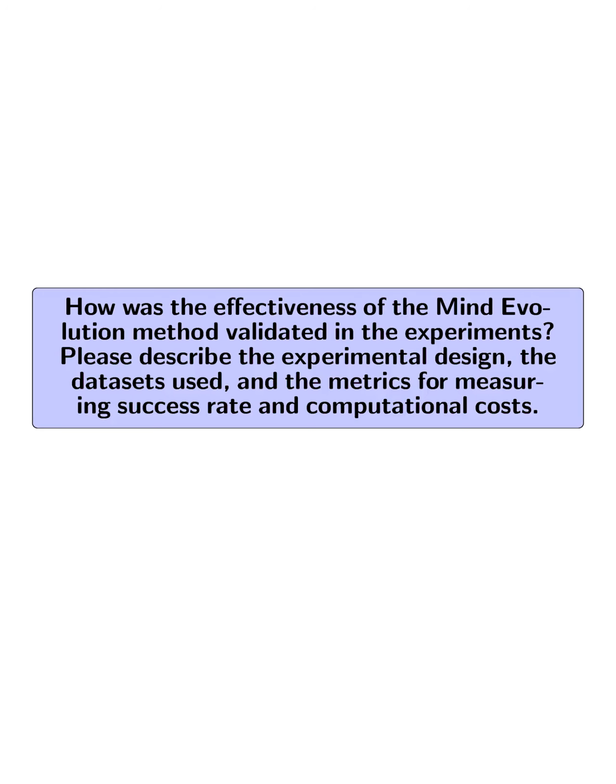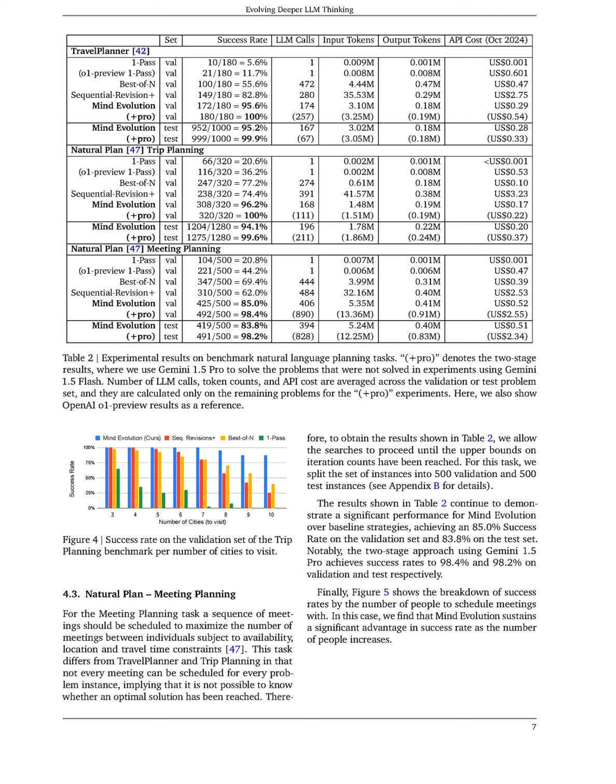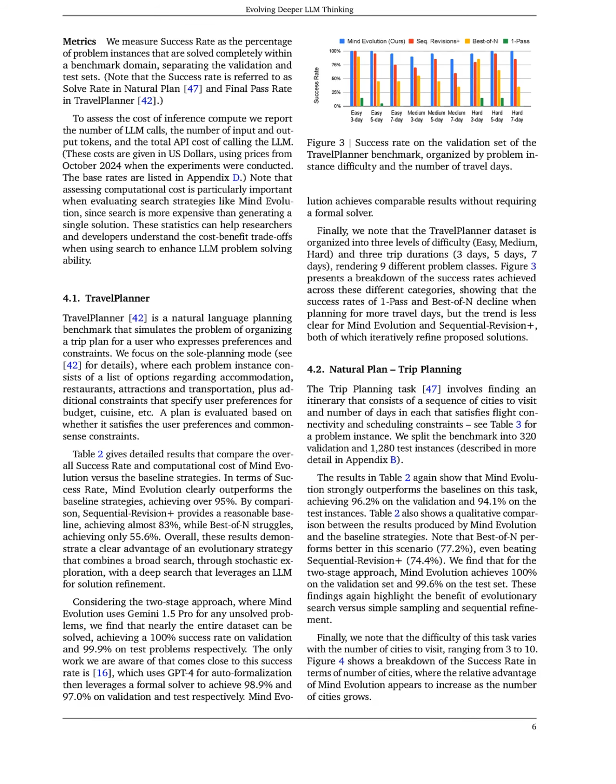How was the effectiveness of the mind evolution method validated in the experiments? Please describe the experimental design, the datasets used, and the metrics for measuring success rate and computational costs. The effectiveness of the mind evolution method was validated through a series of experiments on 3 benchmark natural language planning tasks: trip planning, meeting planning, and the travel planner benchmark. Each task was split into validation and test sets, with trip planning having 320 validation and 1,280 test instances, meeting planning with 500 validation and 500 test instances, and travel planner evaluated similarly.